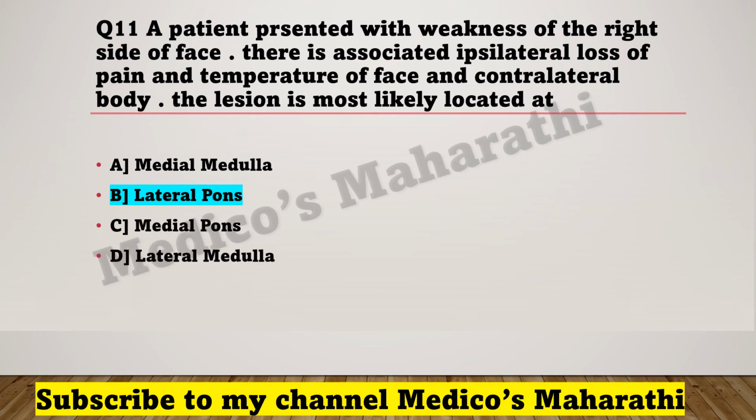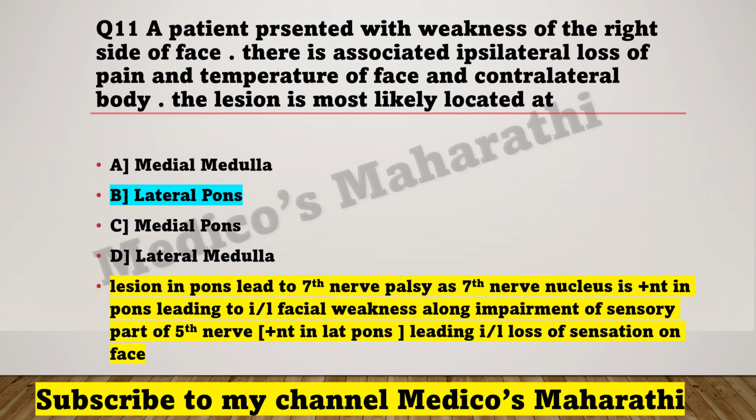Okay, first thing you must see here is the weakness of the right side of the face. Okay, the right side of the face, first thing is that it is related to the lateral area. Okay, lateral area. Okay, two options are ruled out. Okay, C, B, A, B. Now we have to see between B and D. Okay, so a lesion in the pons leads to seventh nerve palsy as the seventh nerve nucleus is present in the pons, leading to ipsilateral facial weakness.